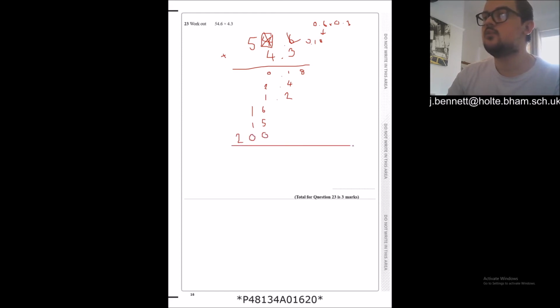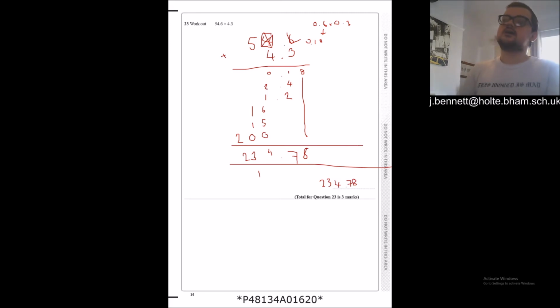Now we sum all these things together. The only thing in this column is an 8, so we just go to 8. 1 plus 4 plus 2 is 7. We go to the point. 2 plus 1 is 3. 3 plus 6 is 9. 9 plus 5 is 14. 4, carry 1. 1 plus 1 is 2, plus the 1 is 3, 2. Our answer was 234.78.